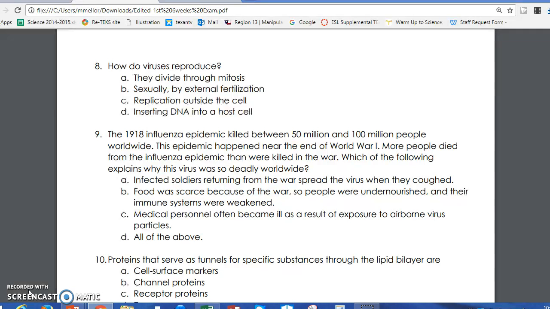Number 9. The 1918 influenza epidemic killed between 50 million and 100 million people worldwide. This epidemic happened near the end of World War I. More people died from the influenza epidemic than were killed in the war. Which of the following explains why this virus was so deadly worldwide? A. Infected soldiers returning from war spread the virus when they coughed. B. Food was scarce because of the war, so people were undernourished and their immune systems were weakened. C. Medical personnel often became ill as a result of exposure to airborne virus particles, or D. All of the above.